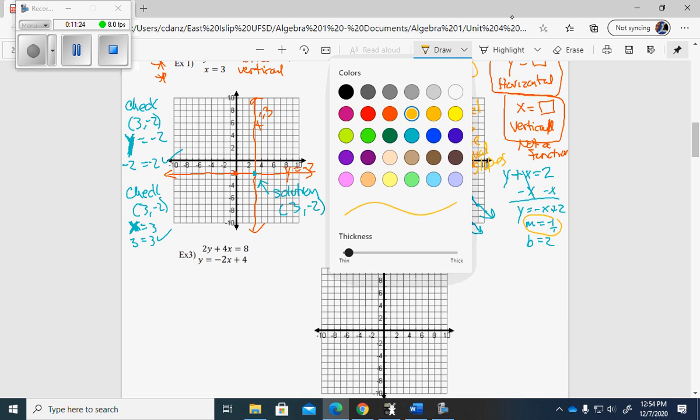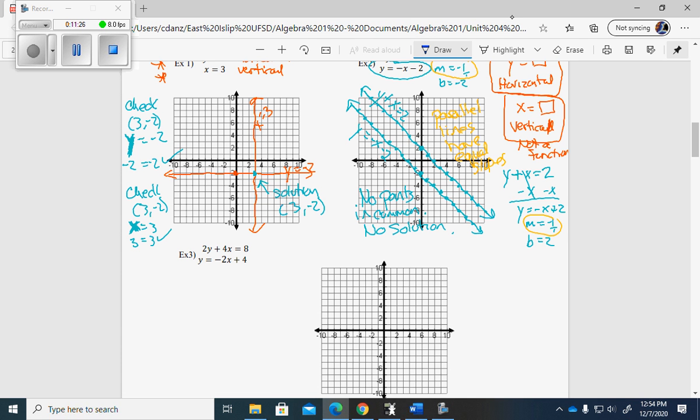Example 3, we have to get it in the right form. So I'll write this 2y plus 4x equals 8.